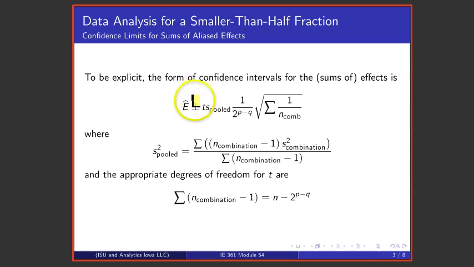To be absolutely explicit, if this is a quantity in the last column of the Yates algorithm, the margin of error that one attaches to it is a t-value times a pooled s times 1 over 2 to an appropriate power. The appropriate power is p minus q, the number of factors p minus 1 if it's a half fraction, minus 2 if it's a quarter fraction, 3 if it's an eighth fraction, and so on, and then the square root of the sum of the reciprocal sample sizes. The pooled s is derived from pooling sample variances in the standard way, and the degrees of freedom are the total number of observations minus the number of samples, or groups, which is 2 to the p minus q.